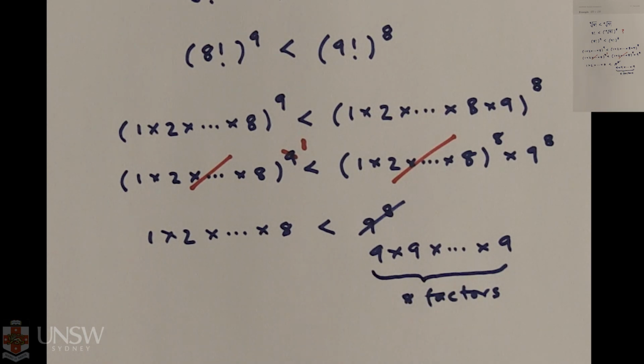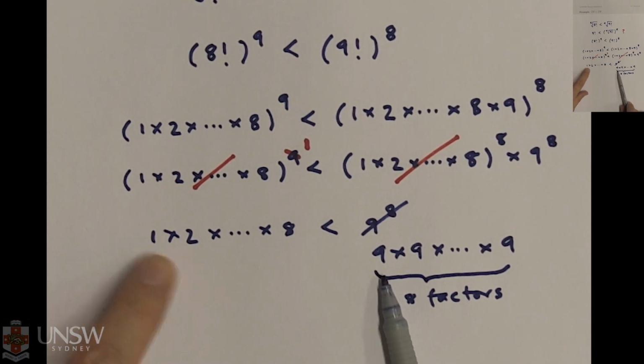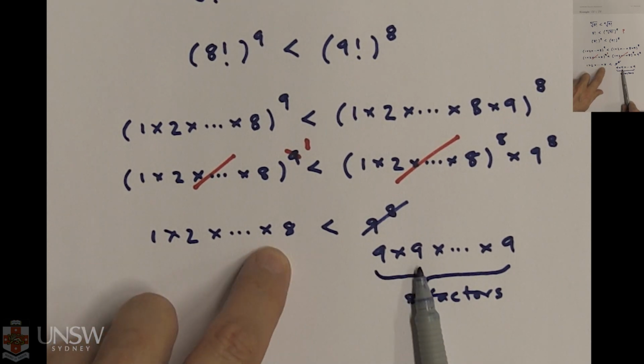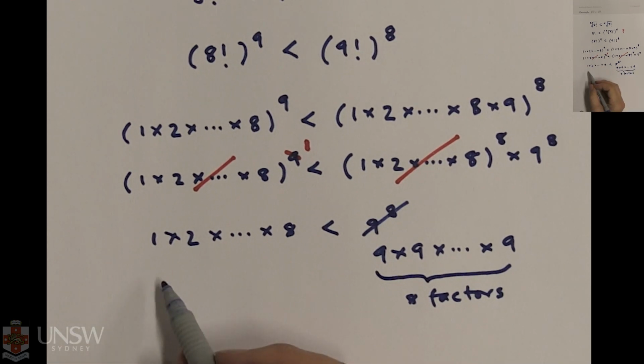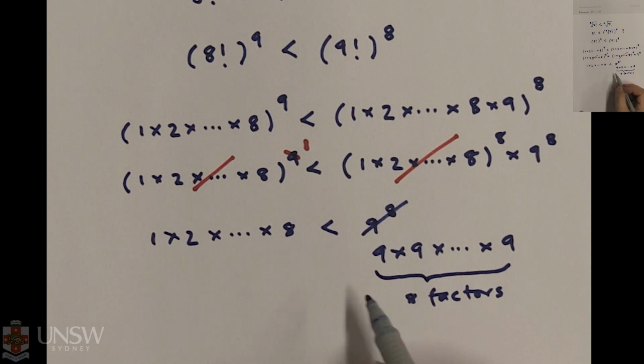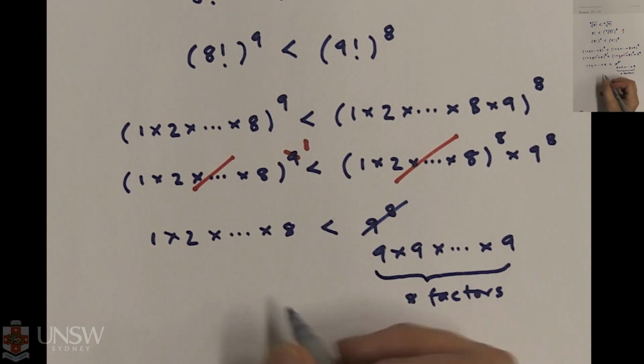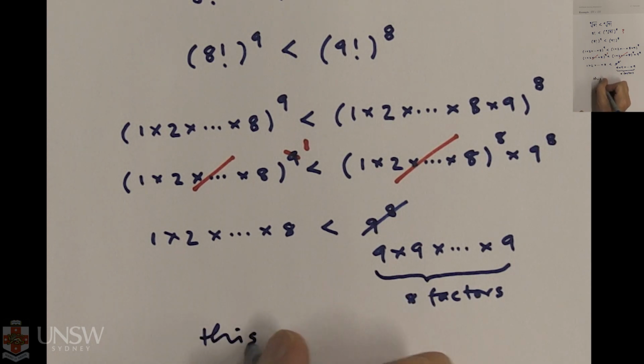Is that actually less than that? Well, I hope it's now obvious that it is, because I can say 1 is less than 9, 2 is less than 9, etc., etc. Finishing with 8 is less than 9, so I multiply them all together. I get 1 times 2, etc., times 8 is less than 9 times 9, etc., 8 times. So this is true.